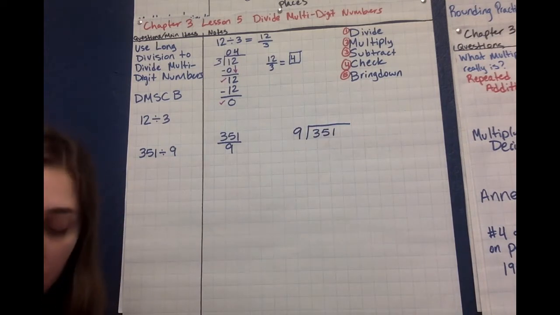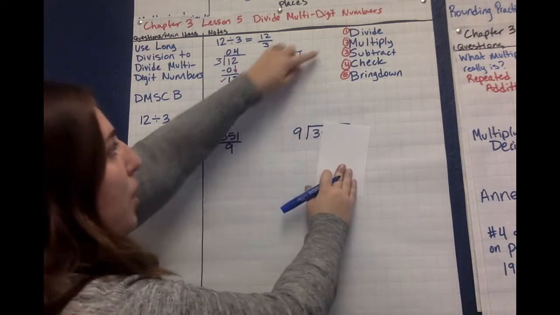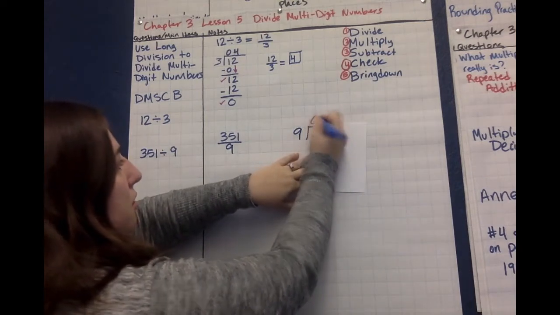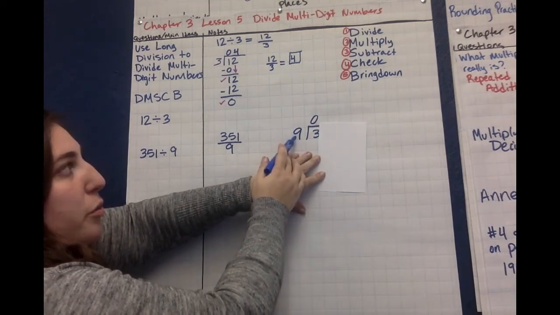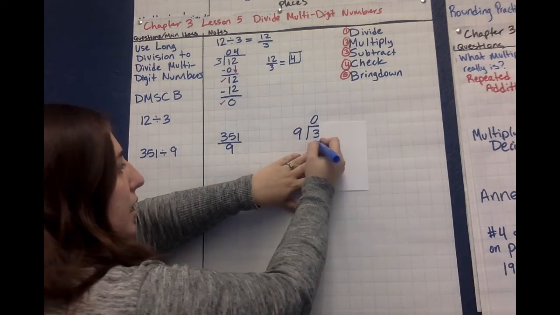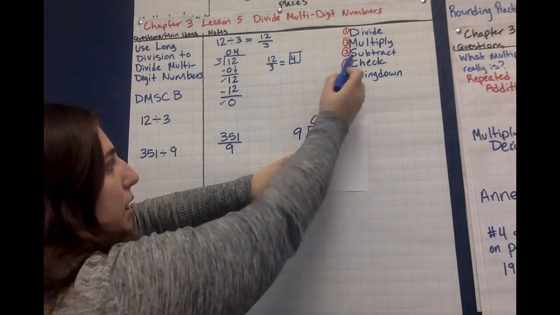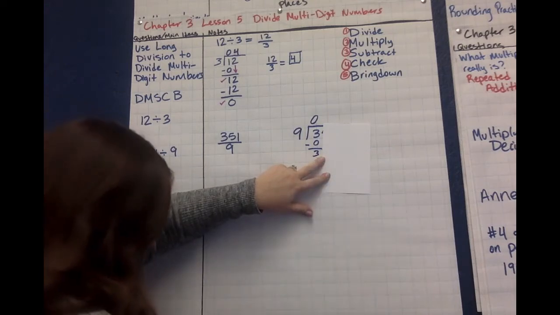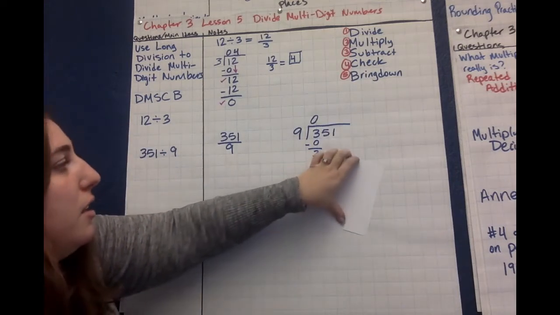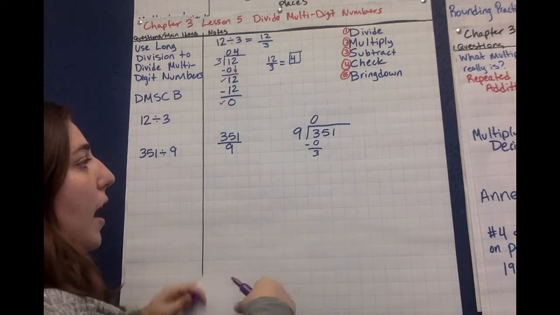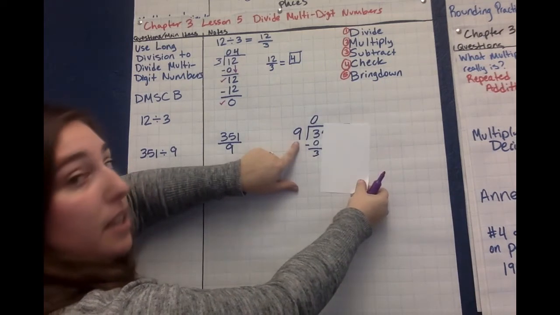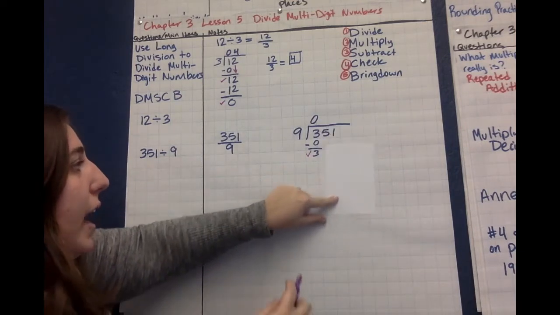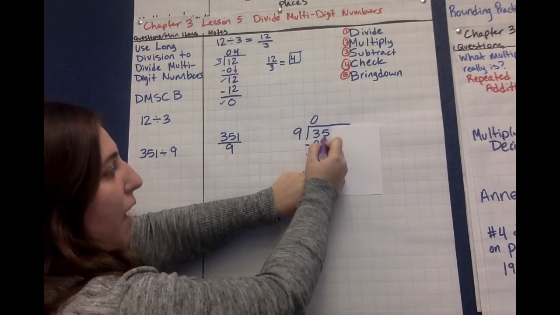So first I'm going to divide. That's step 1 up here. So how many times does 9 go into 3? Goes into 3 0 times. Now I'm going to multiply, my second step. 9 times 0 is 0. Going to subtract, my third step. So 3 minus 0 is 3. I'm now going to bring down, or I'm going to check, sorry. So I need to check. I need to make sure that 3 is less than 9. Yes, it is. So I'm going to give myself a little check mark, okay? Now I'm going to bring down. I'm going to bring down this 5.